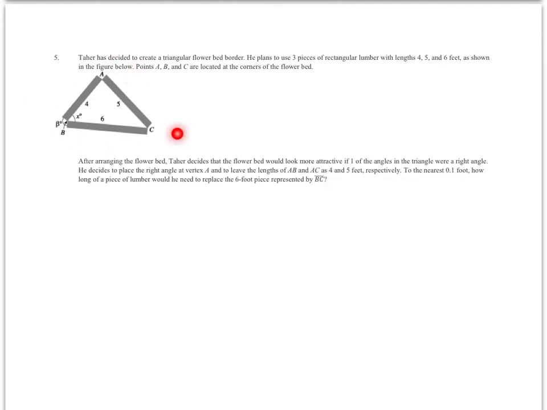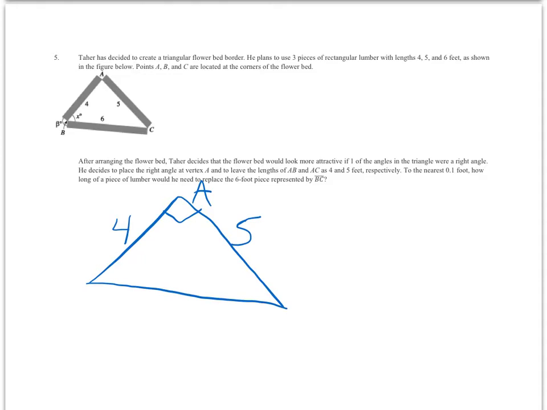Continuation of this same figure. It wants to be a right angle. He wants the right angle at vertex A. So he wants this to be 90 degrees. It says the lengths of AB and AC are still 4 and 5. What would the hypotenuse be?